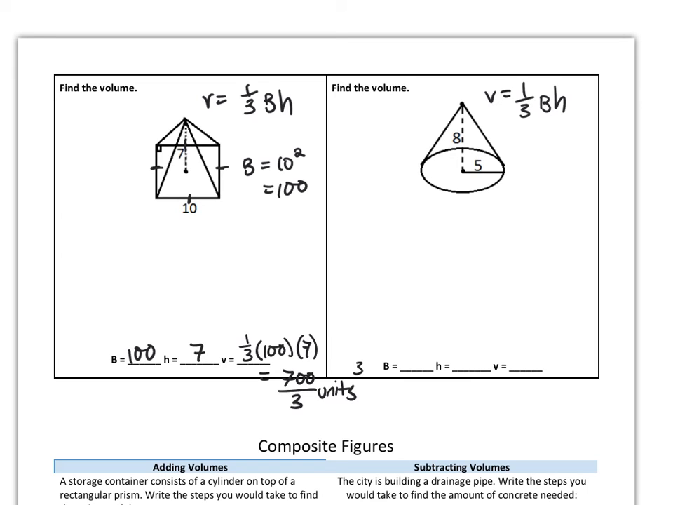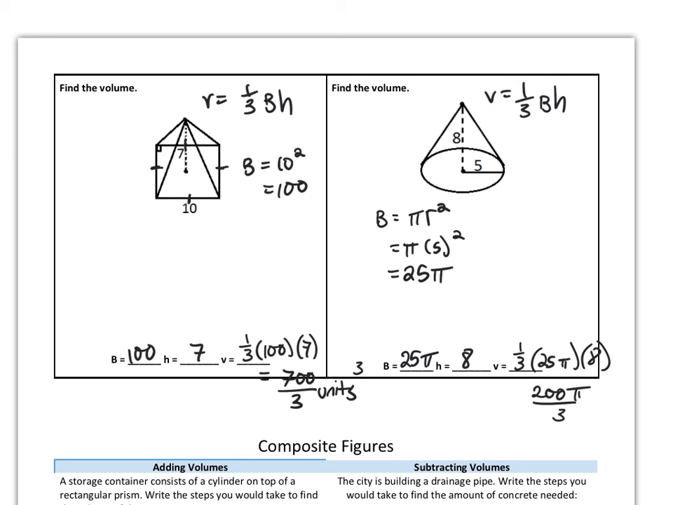Now let's do our cone. Our base is a circle, so it's going to be equal to pi r squared for the area. Our radius is 5, so that's pi times 5 squared. 5 times 5 is 25, so the area of the base is 25 pi. And the height of the cone is 8. So we're going to multiply 25 pi times 8, and we're going to multiply that by 1/3. 8 times 25 is 200, so I'm just going to write 200 pi over 3 units cubed.